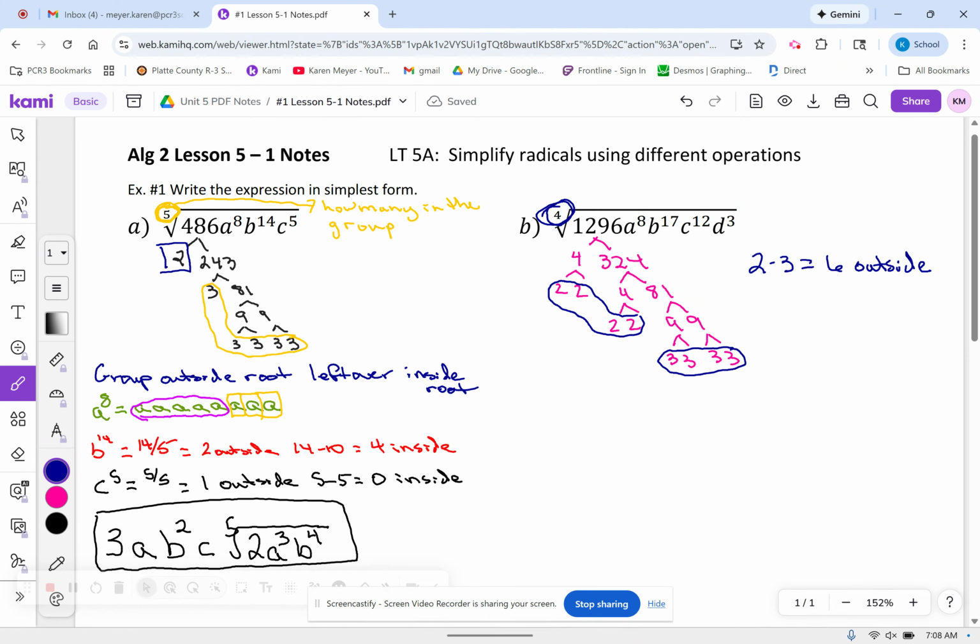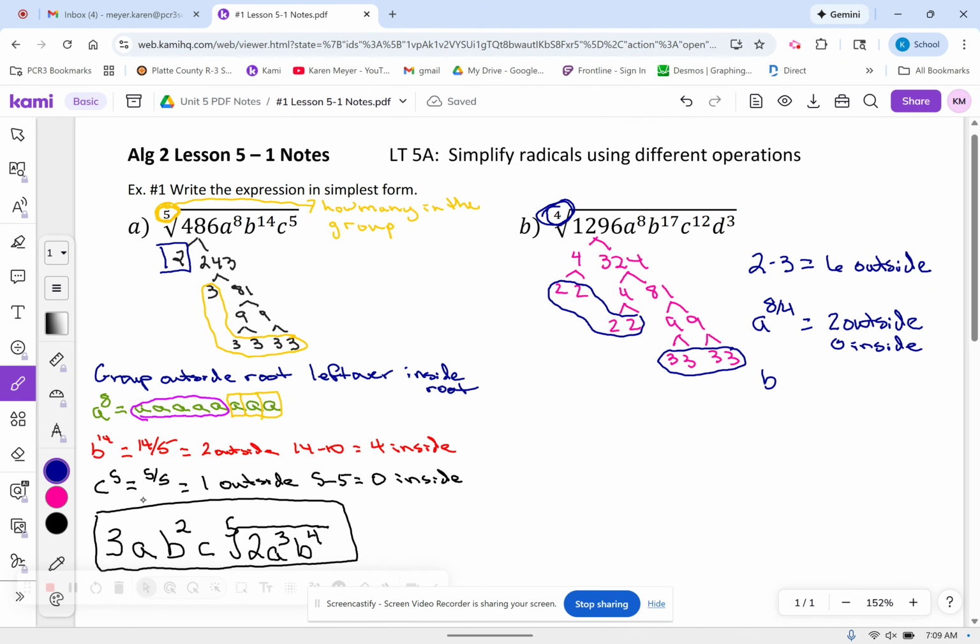So now let's go to our letters. Okay, A to the 8th. Well, how many sets of 4 can I get out of 8? Well, 4 goes into 8 2 times. So that means I'm going to have 2 on the outside. And 4 times 2 is 8, so that means there will be 0 on the inside.